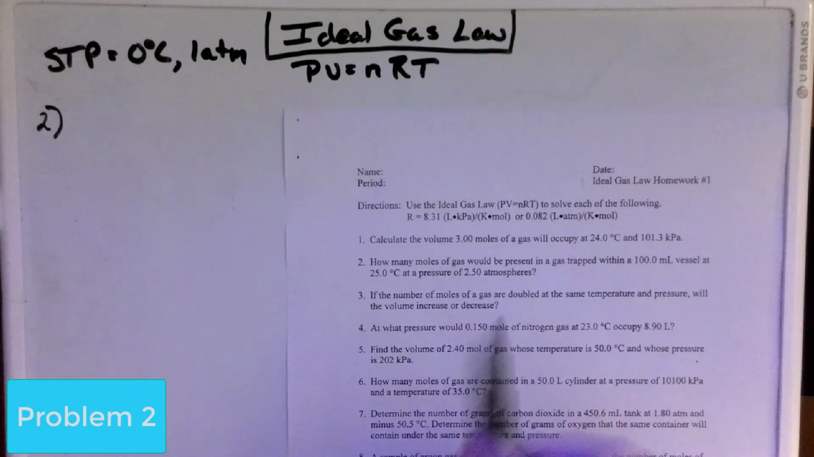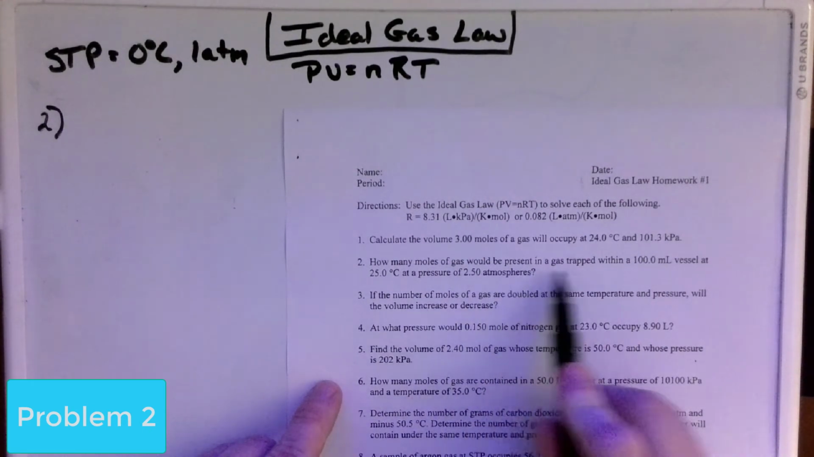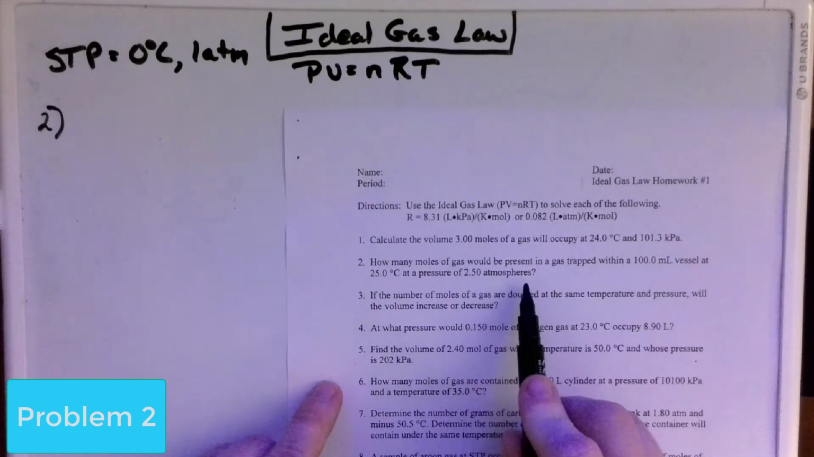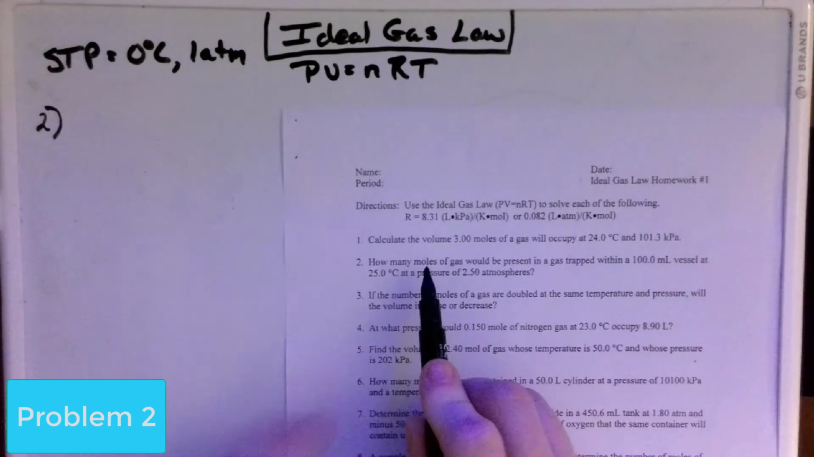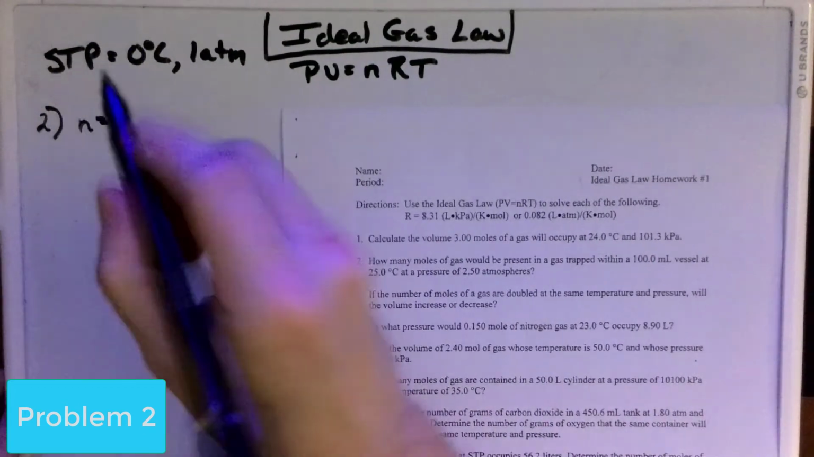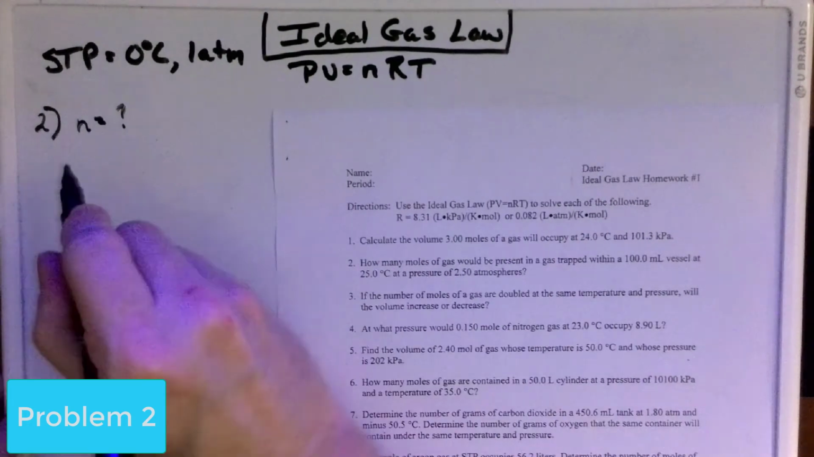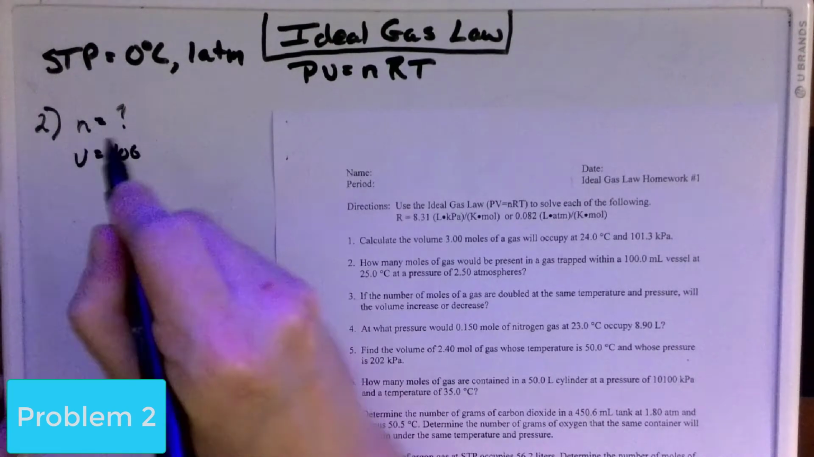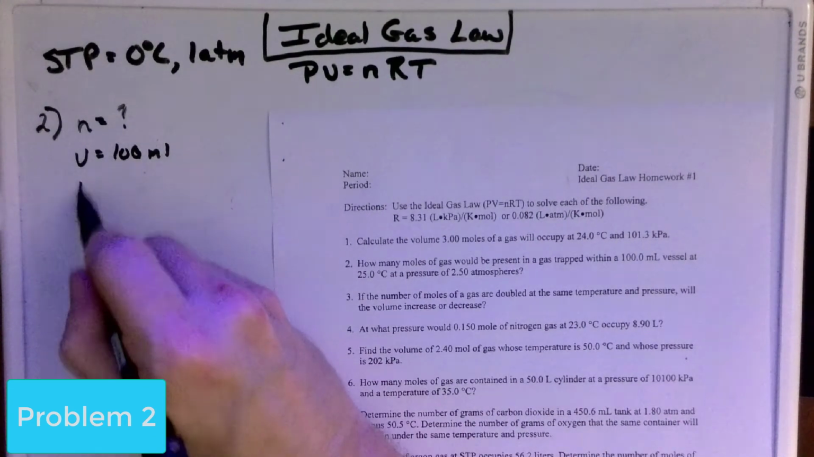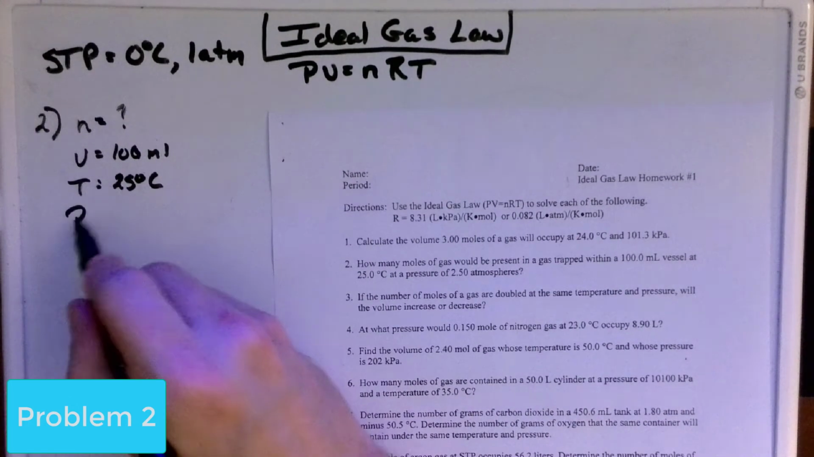In the second example here, going directly to number 2: how many moles of a gas will be present in a gas trapped within a 100 milliliter vessel at 25 degrees Celsius at a pressure of 2.5 atmospheres? Here we're looking for moles. So going down here, identifying what units we see as I read this. N is unknown. 100 milliliters sounds like the volume. 25 degrees Celsius is the temperature. And the pressure is 2.5 atmospheres.